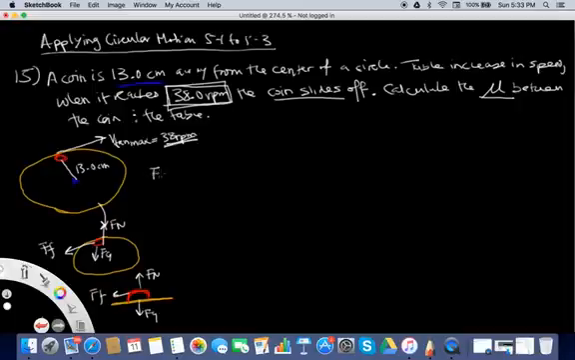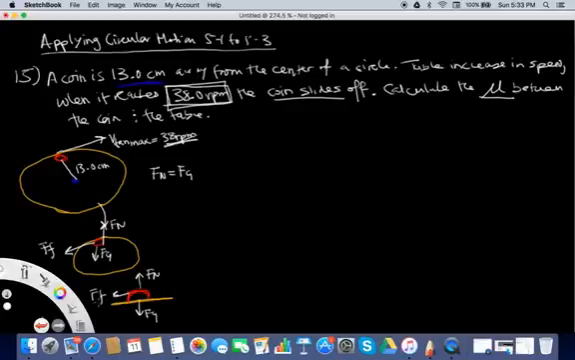So we know that one equation we can derive is that Fn equals Fg. That's because the coin is sitting on this turntable. If Fg was greater, then the coin would break the turntable and fall through. If Fn was greater, then the coin would be accelerating upwards. And since none of those things are happening, we know that Fn has to equal Fg.